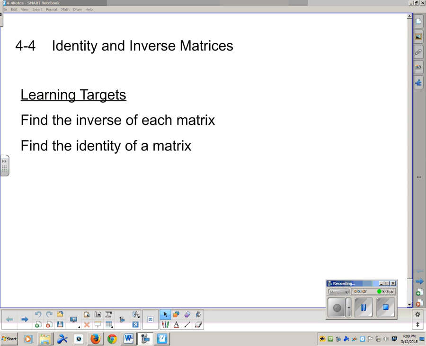All right, so today we're on 4.4, still working with matrices. Our learning targets here are to find the inverse of a matrix and to find the identity of a matrix.